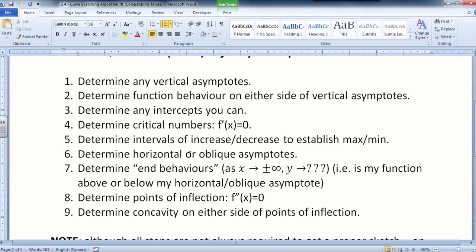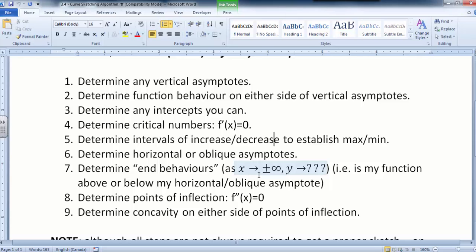Determine horizontal or oblique asymptotes. In this case, of course, I don't have any. Again, when we're looking for horizontal and oblique asymptotes, we're comparing the degree of our numerator to the degree of our denominator. There is no denominator.